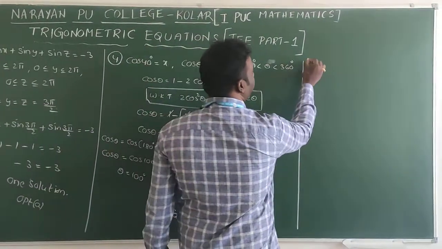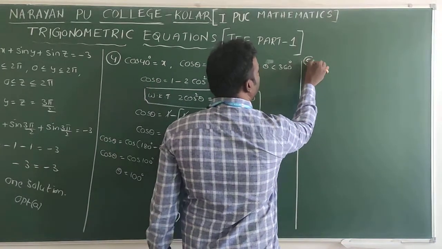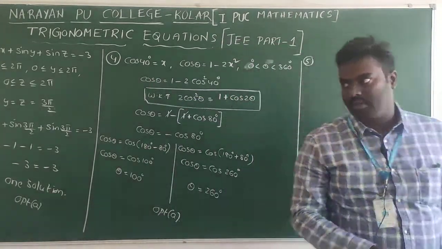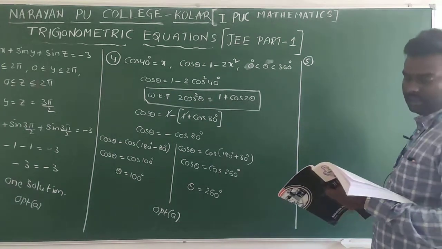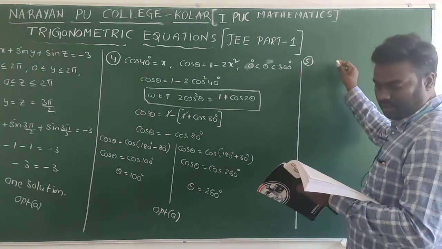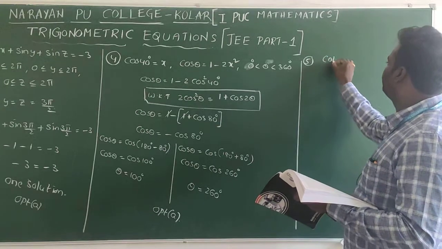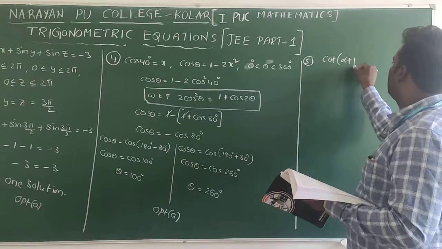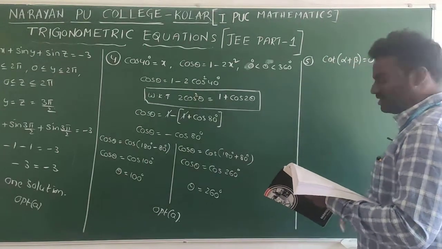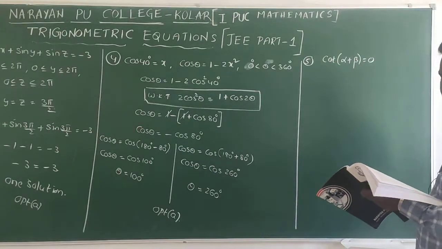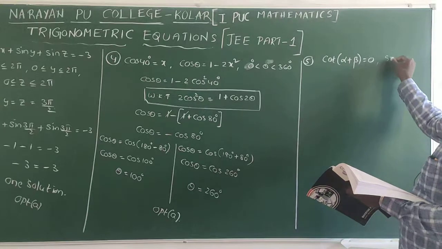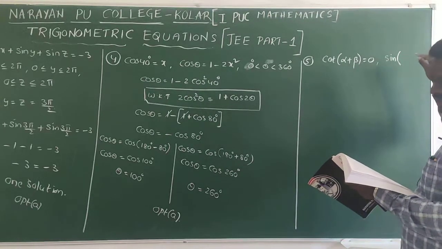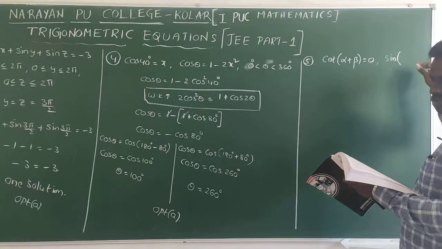Next. Question number 5. Okay, listen. In question number 5, they given cot of alpha plus beta is equal to 0. Then we need to find sin of alpha plus 2 beta.